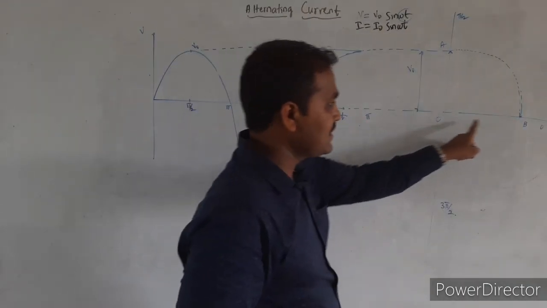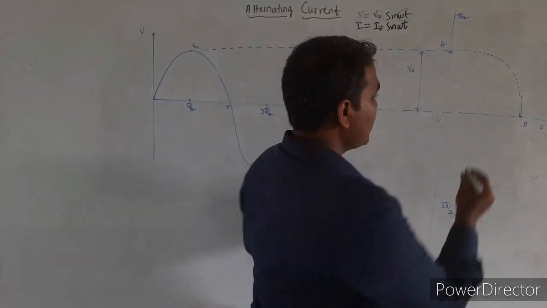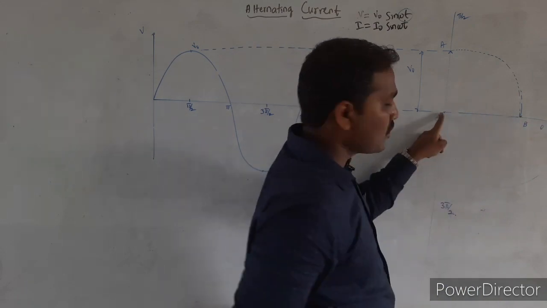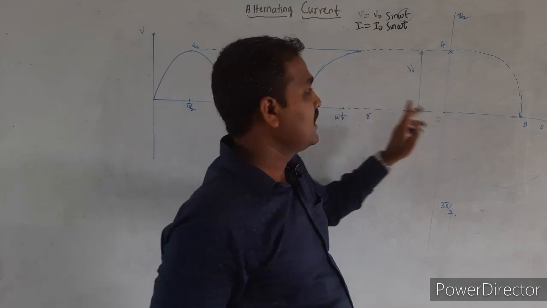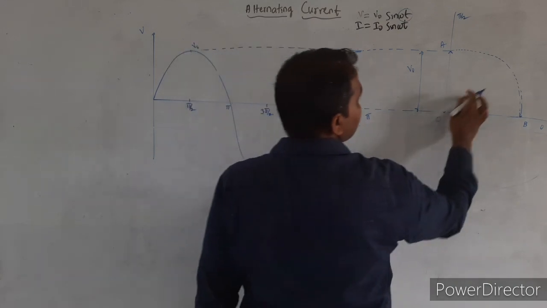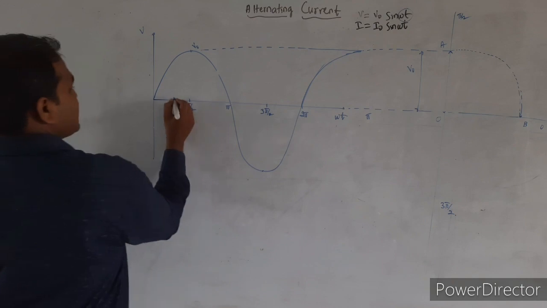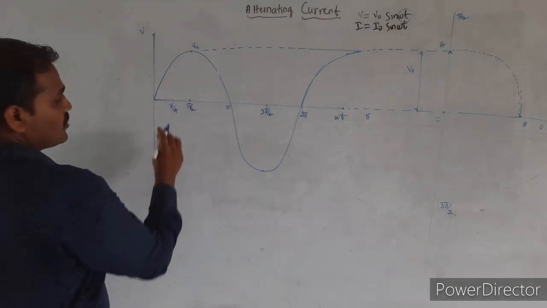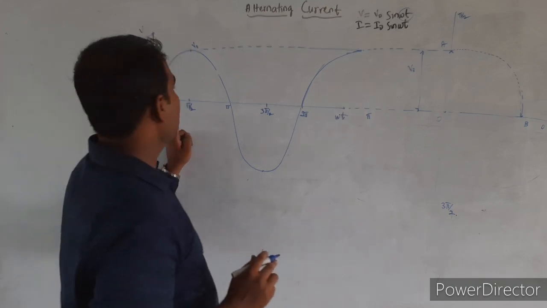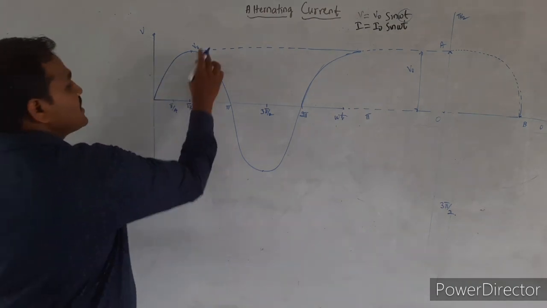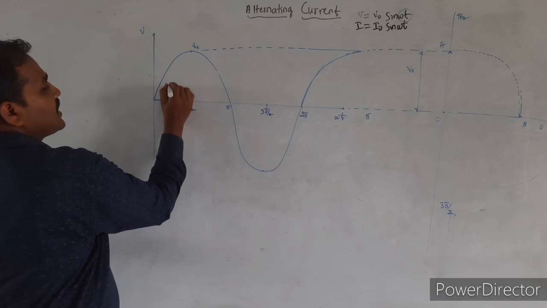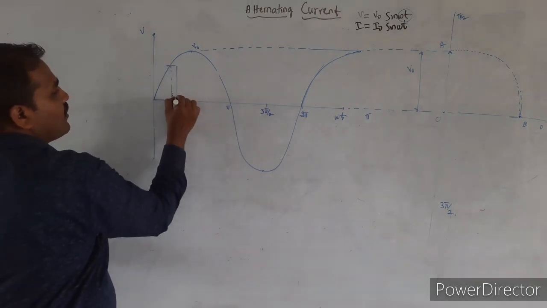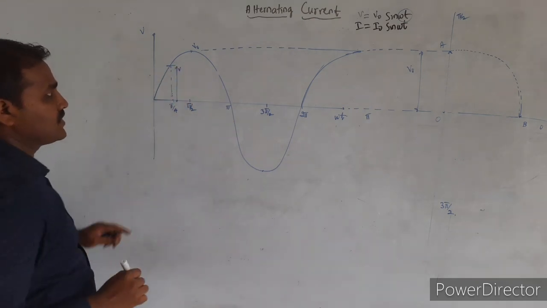So when my angle is 0, when omega t is equal to 0, if I project it on this vertical axis, the height will be equal to 0. Is it not? Then if I consider any intermediate position like this, let us consider somewhere here. Let me take some angle of pi by 4 radians. So when my angle is pi by 4 radians, what is the value of voltage? From this graph I can see the value of voltage is something like this. So this is the value of instantaneous voltage.